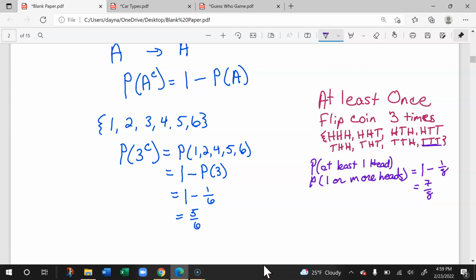So anytime you have that at least once, or you have a complement, do 1 minus the opposite, or 1 minus none. Where you have the probability of at least once, you're going to do 1 minus the probability of none. Okay? That's what you're looking for. So I want you to practice some of the complements, some of the at least once, and then let me know if you have questions.